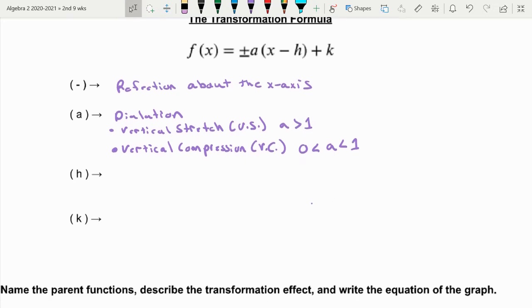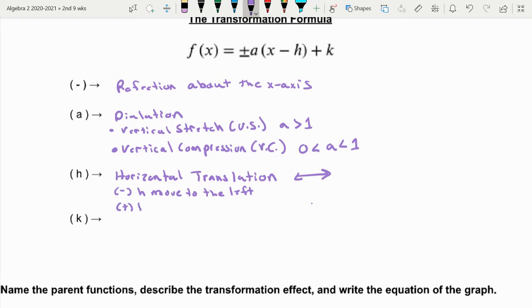Another one is your h value. We'll get more into detail in the examples about h, but basically h is a horizontal translation. Horizontal goes from left to right, so something like this. Now if h is a negative, it will move to the left. If h is positive, it will move to the right.